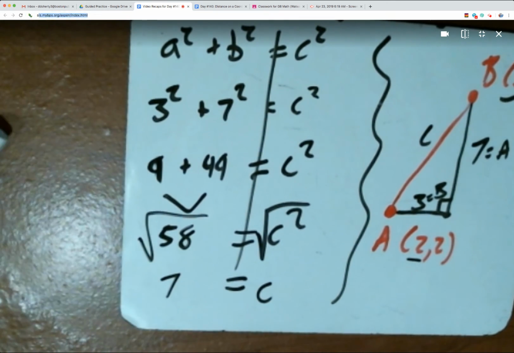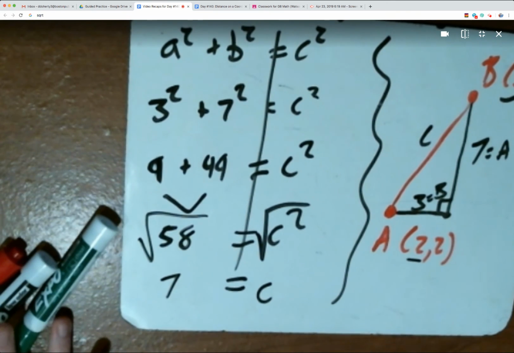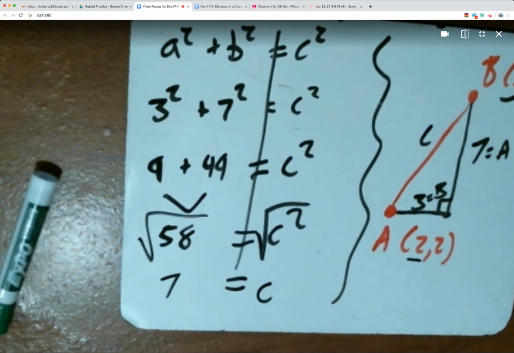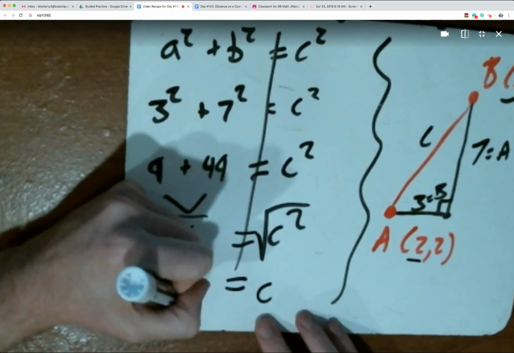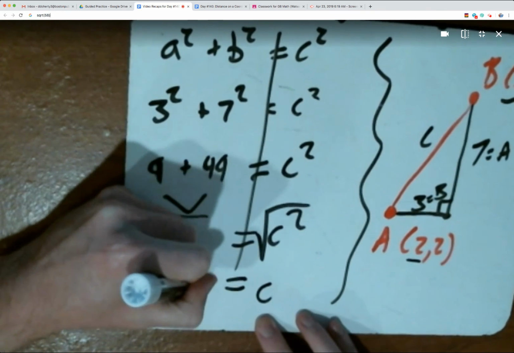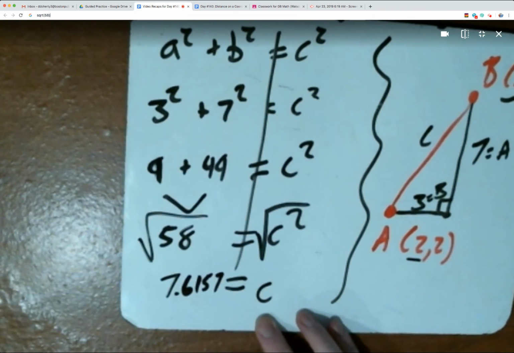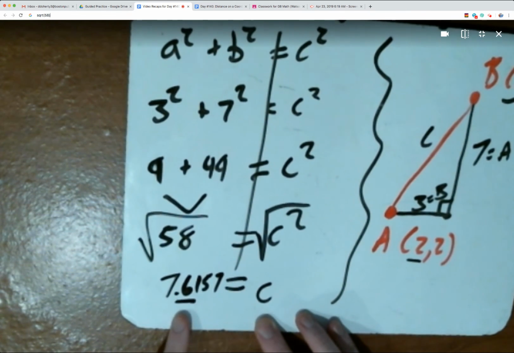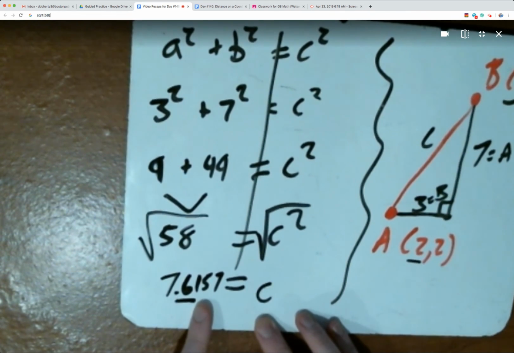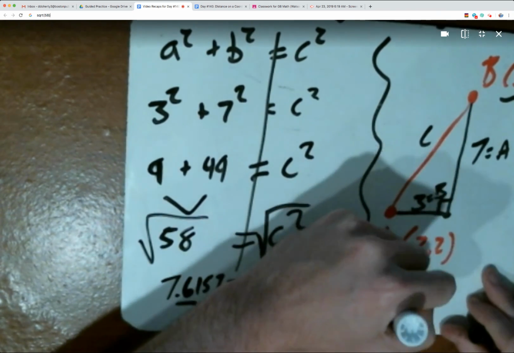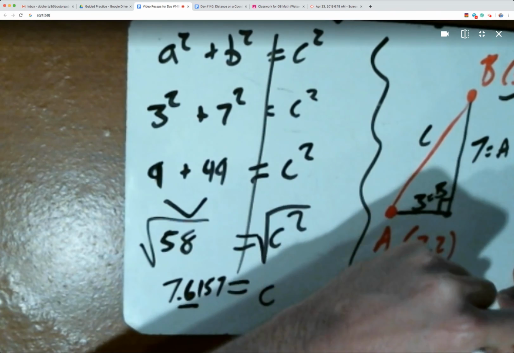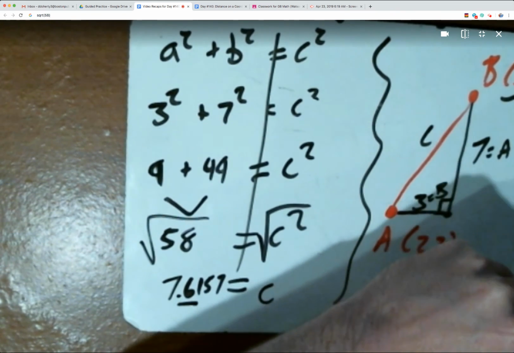Remember, we highlighted round to the nearest tenth. So if we do the square root of 58, we see we get 7.6157. I'll write down a few of those digits. We know we're rounding to the nearest tenth. We look at the 6. The next digit is a 1, so we're not going to round up. We just leave this. The distance from A to B is going to be approximately 7.6 units.